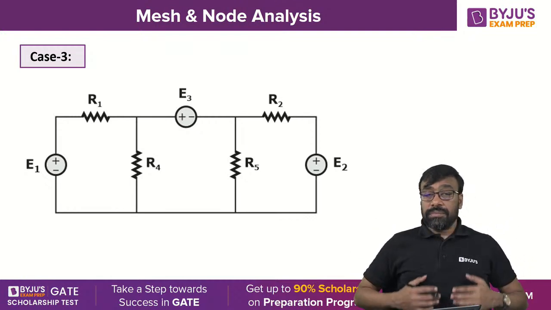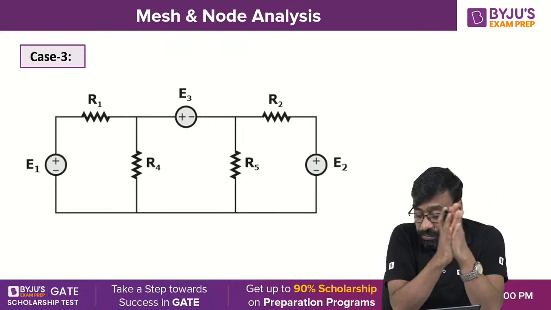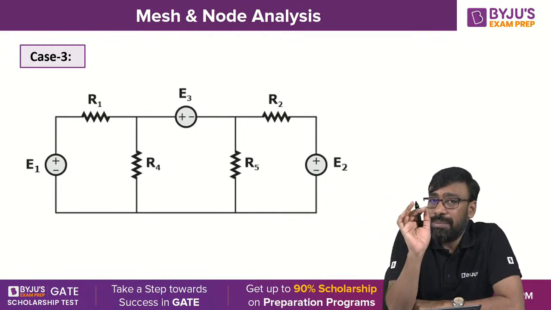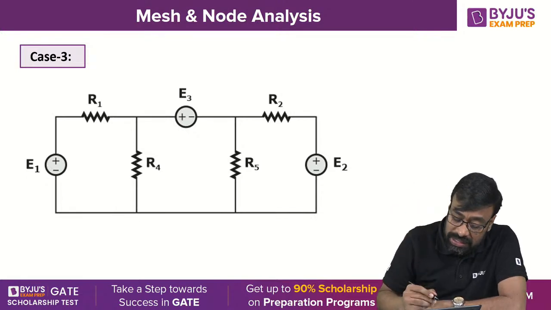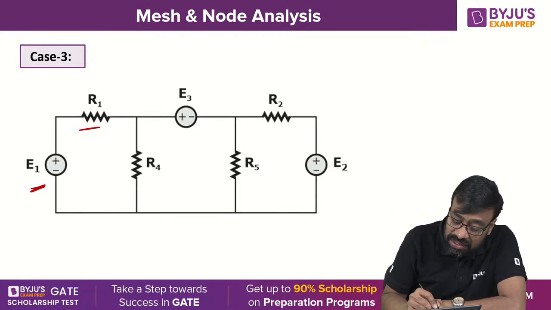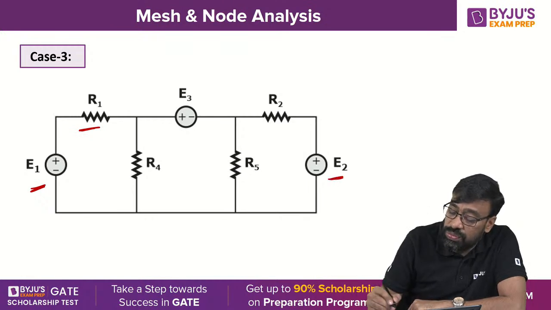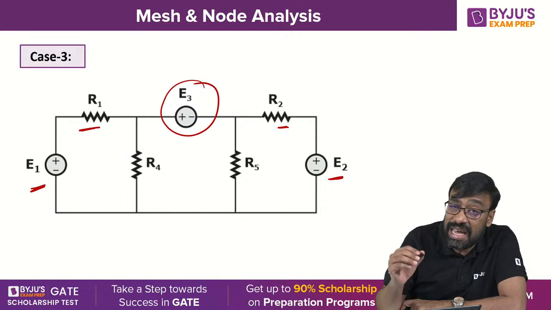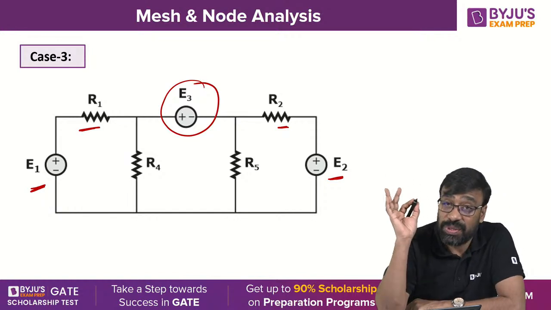Tell me now. First method, look at this. If you can observe the network, one difference you must find here. This is a voltage source which has a series resistor. This is a voltage source which has a series resistor. But this voltage source doesn't have any series resistor. This is a special case.